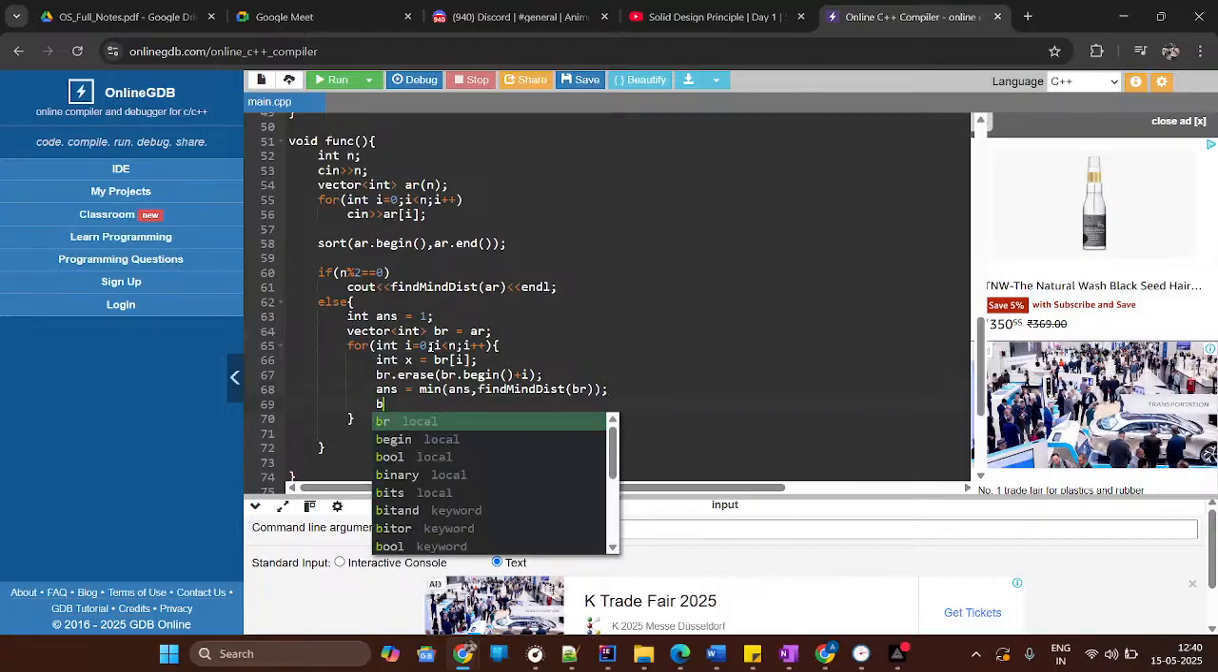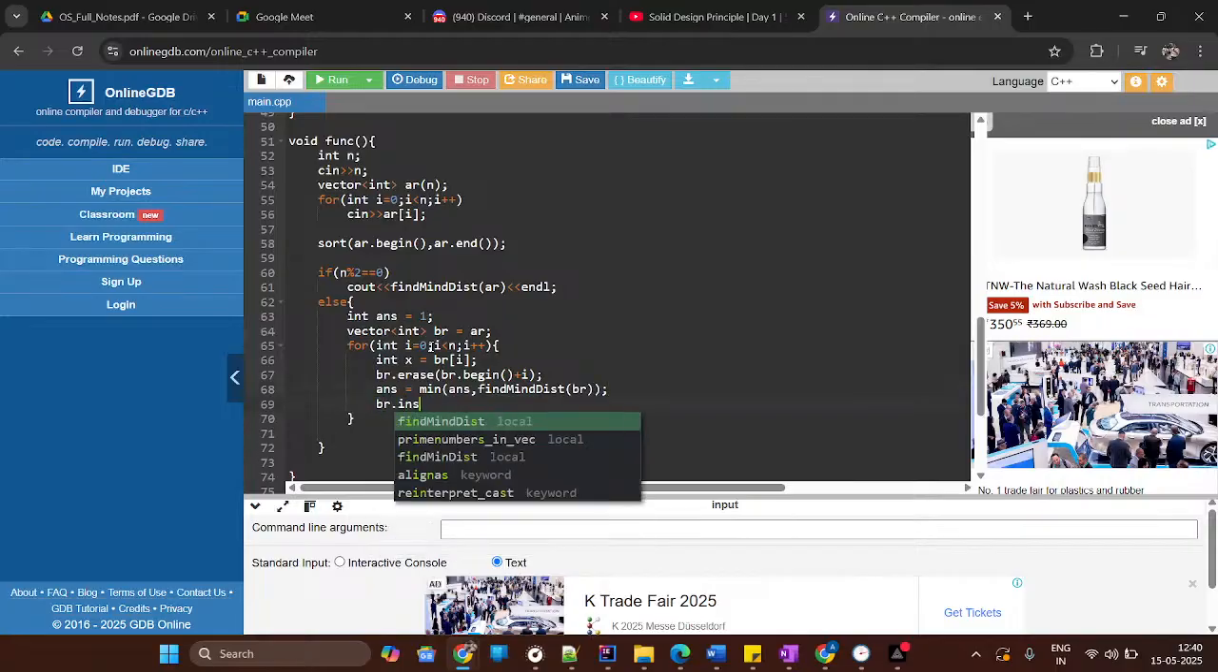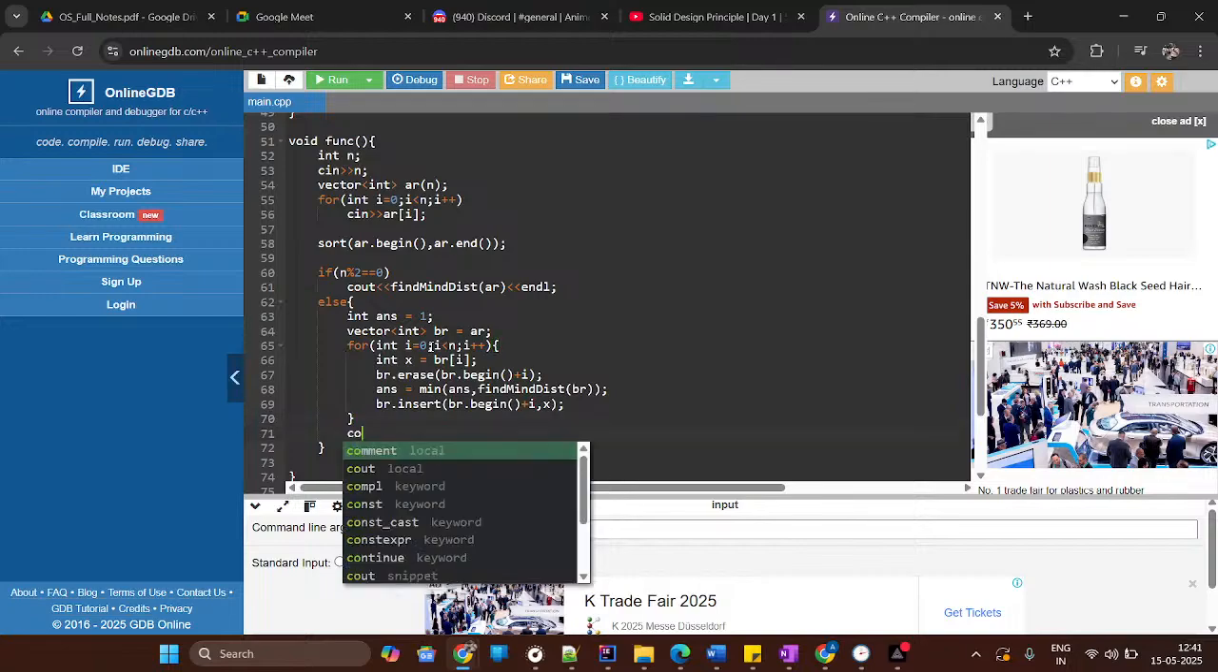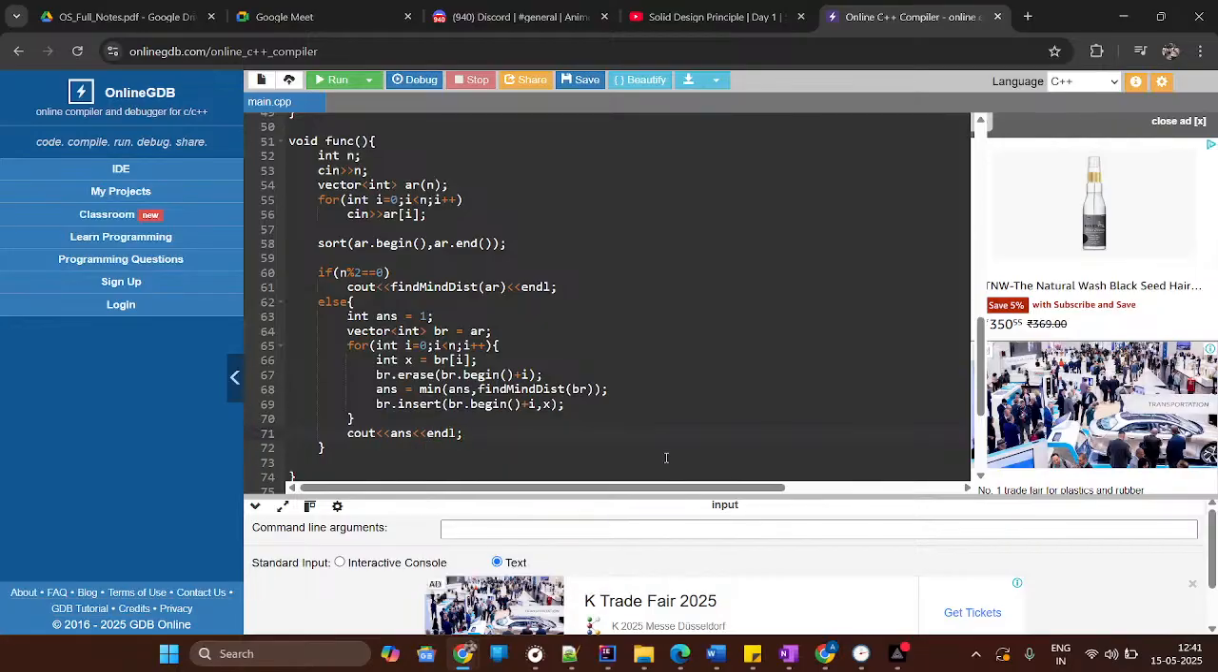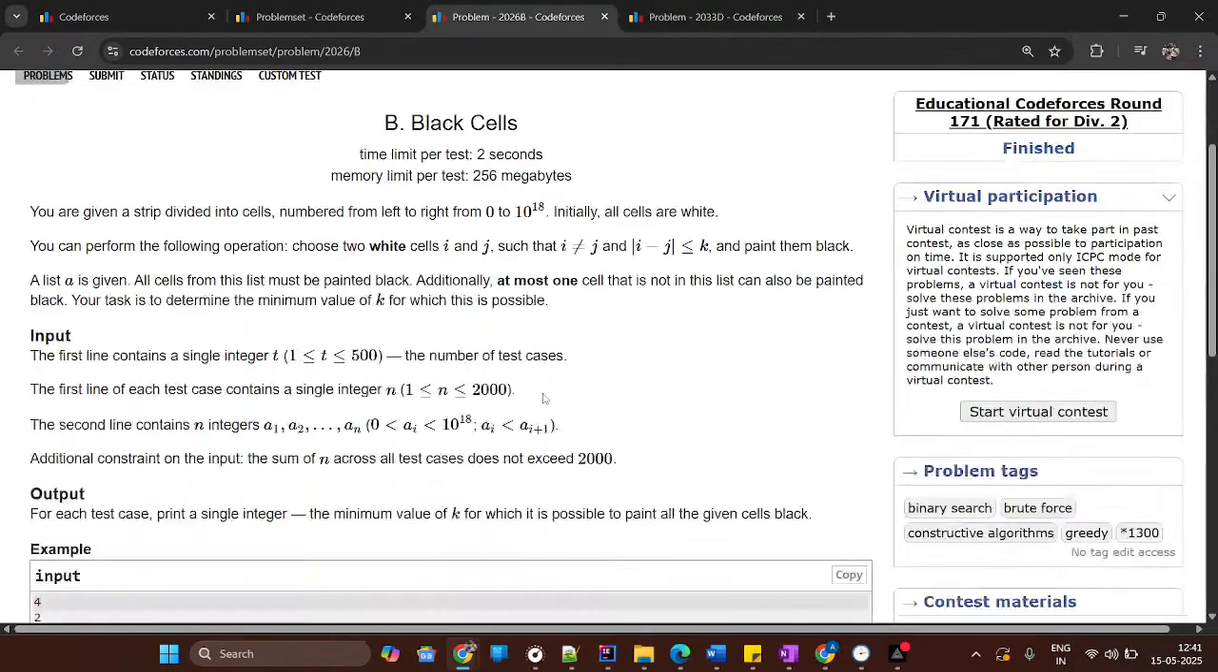We can add the element back. Here dot insert, begin plus i. I removed it and then I'm trying to add it here. What happens if I add it here? Yeah, then I add the 6 back, and then I cout the answer. Okay, I hope this should work.